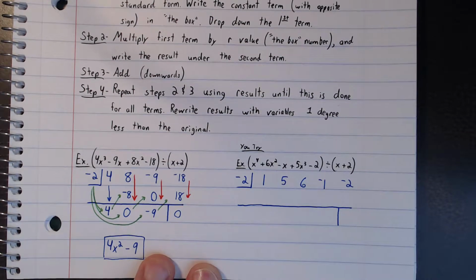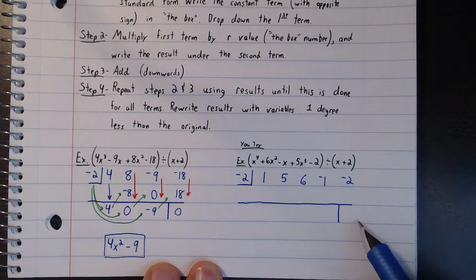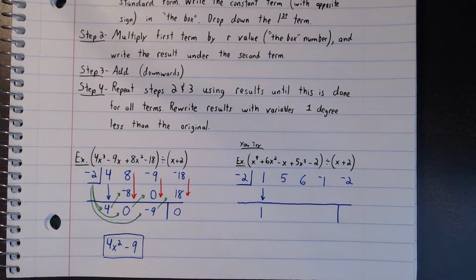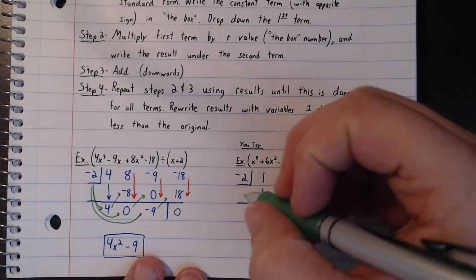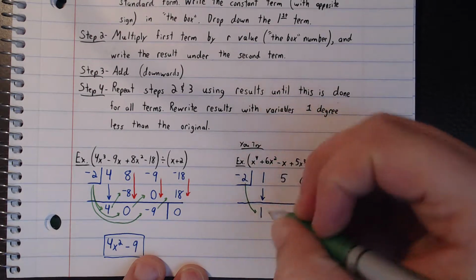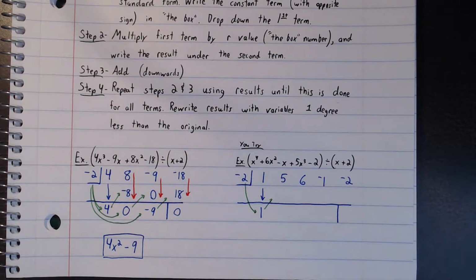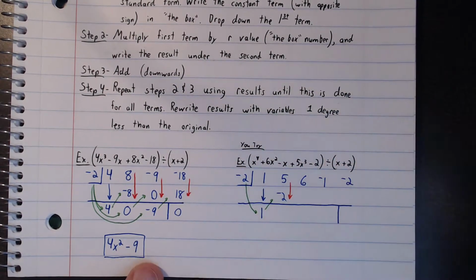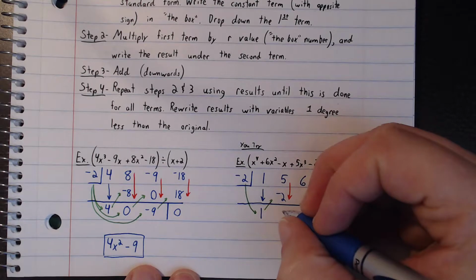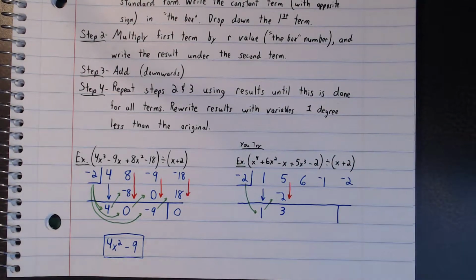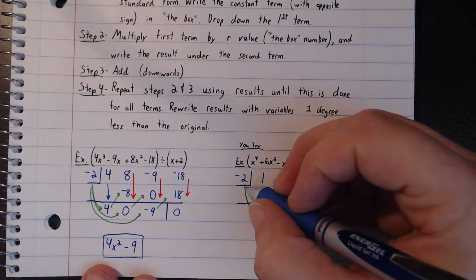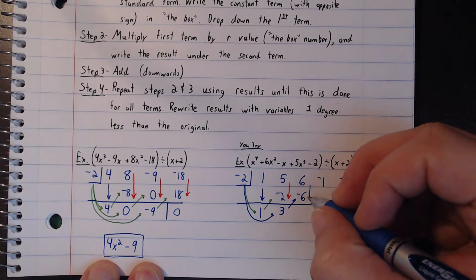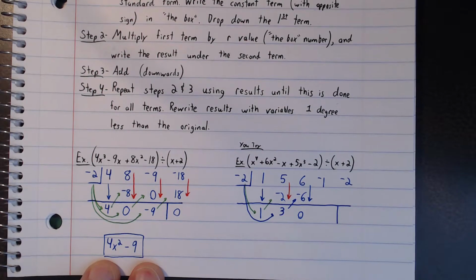Set up my synthetic division little setup here, drop down my first term. That's all just step 1, the setup. Step 2, multiply. Negative 2 times 1 is negative 2. And then we're going to add straight down. I'm going to stop switching colors now. Hopefully we get the point of the process. Okay, negative 2 now times 3, that gives us -6. We add straight down, we get 0.